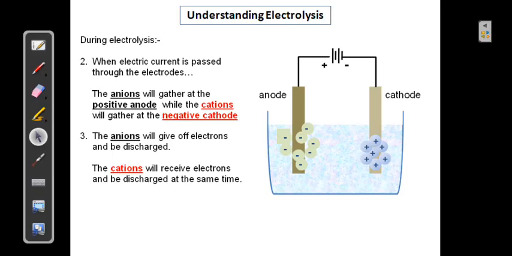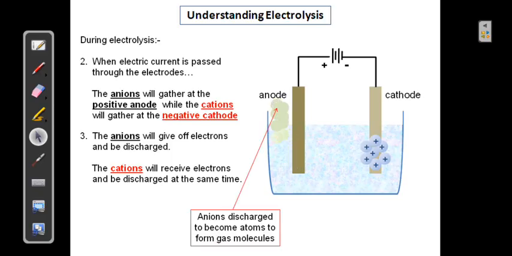So the anion will give off electrons and be discharged, while the cation will receive electrons and be discharged at the same time. So what will happen is the electron will travel from the anode to the external power source, right? So the moment the electron is given off by the anions, they discharge themselves to become atoms, to form gas molecules most of the time, right?